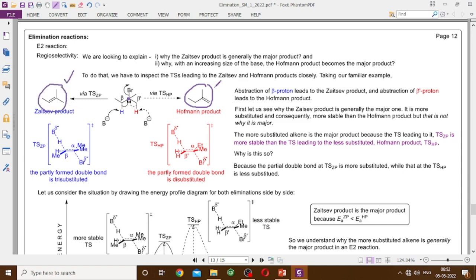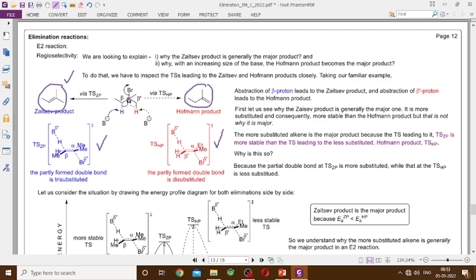This one is more stable than that one, but that is not why this is the major product. Let me reiterate again. Thermodynamic stability of alkene has nothing to do with the rate of the reaction. This one is more stable. That is not why it is being formed faster. The reaction is favored in this direction because the transition state for the Zaitsev product is more stable compared to the transition state of the Hofmann product. How do I know that the transition state is more stable? Looking at the alpha beta double bond, partly formed double bond.